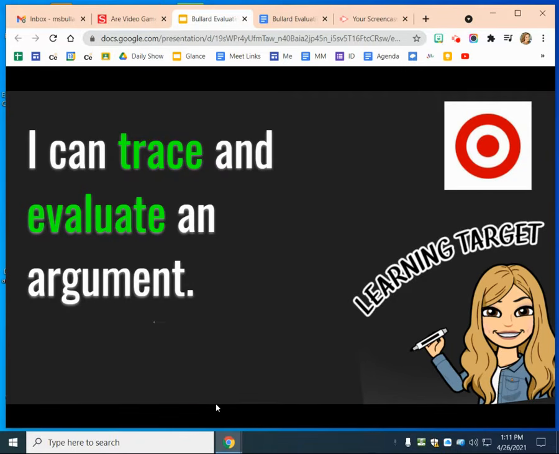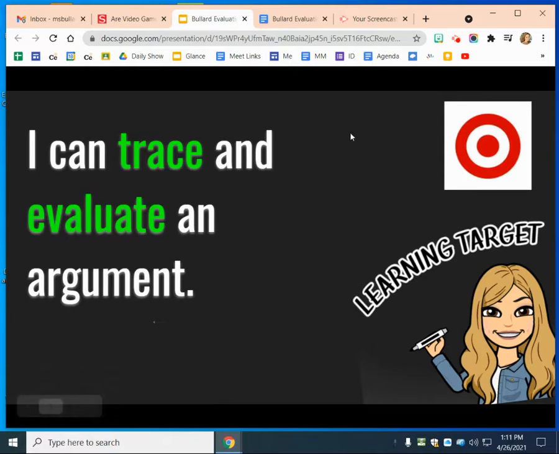Evaluate means to judge. And when you are evaluating an argument, you're judging whether it's well written or it's not. And there's certain things that an argument has to have in order to be considered well written. So we're going to talk about what those are as well so that you can evaluate arguments on your own.